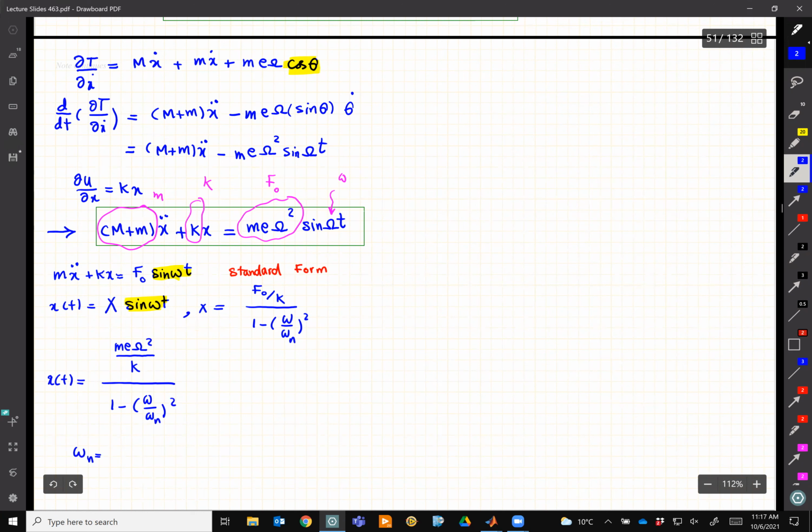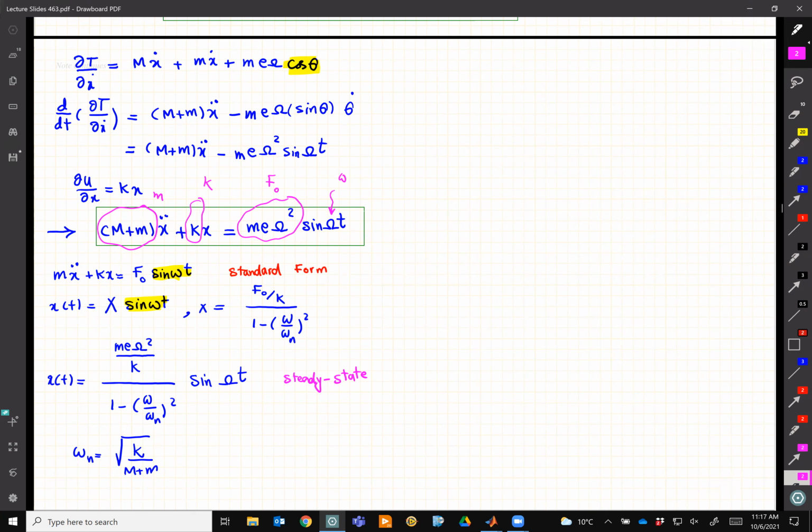Omega n, you know, is going to be the square root of k over m. And this is sine omega t. So that's the steady state response that we are interested in, steady state.